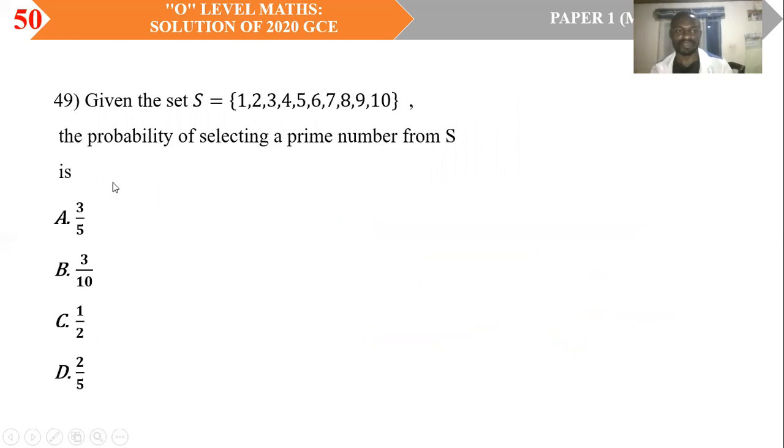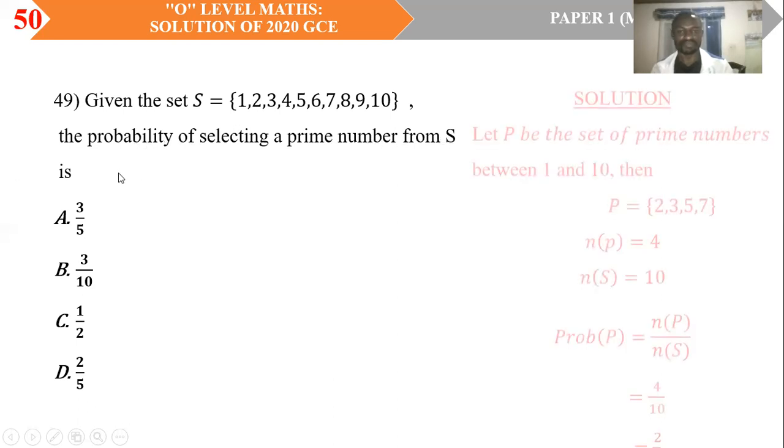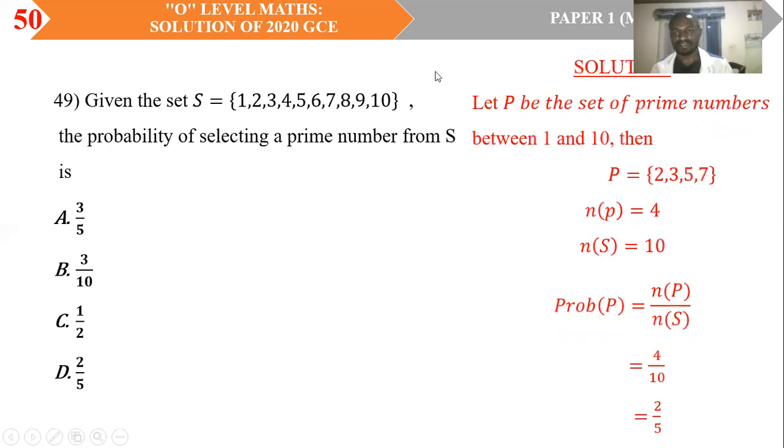Answer A. Question 49. Given that the set S equals {1, 2, 3, 4, 5, 6, 7, 8, 9, 10}, the probability of selecting a prime number from S is. Let P be the set of prime numbers between 1 and 10. Then the set P will be the prime numbers obtained from this set: 2, 3, 5, and 7.